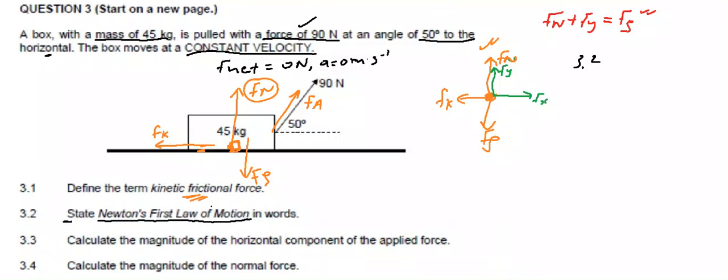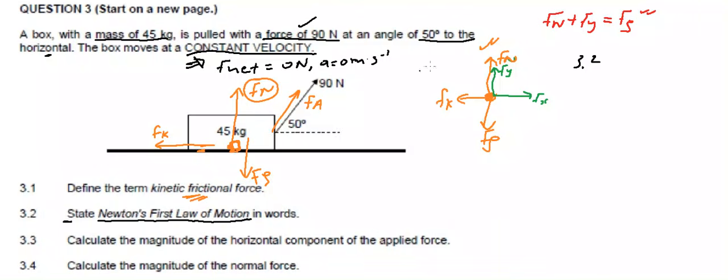So Newton's first law states that a body will remain in its state of rest or motion at constant velocity unless a non-zero resultant or net force acts on it. That is Newton's first law. Newton's first law talks about a constant speed or the object that is at rest. It talks about the inertia of an object.